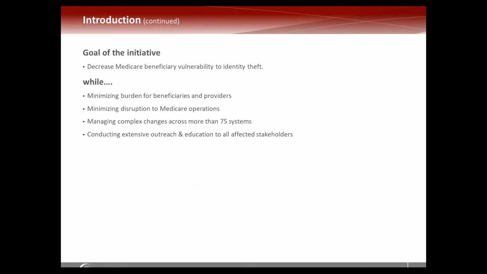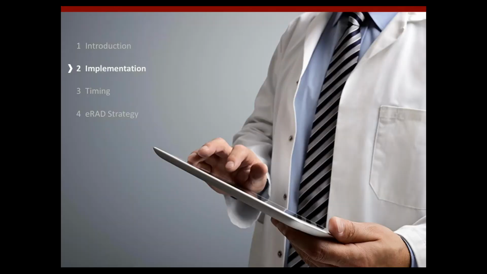So why is Medicare doing this? What are the goals of this initiative? The goal is to decrease the Medicare beneficiary vulnerability to identity theft, while also minimizing the burden for beneficiaries and providers, minimizing the disruption to Medicare operations, managing complex changes across more than 75 systems, and conducting extensive outreach and education to all affected stakeholders.